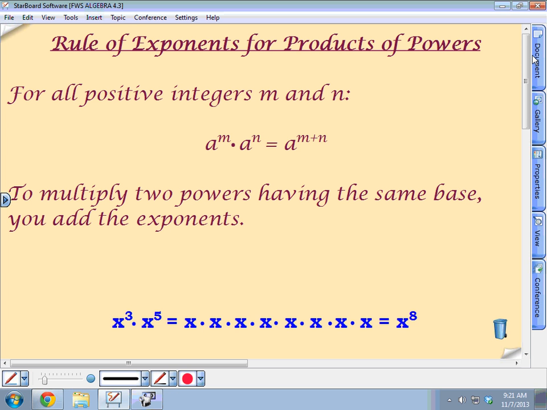So let's say I want to multiply x cubed and multiply that by x to the fifth, okay? Well, what is this really? Here's my x cubed, right? Because it's x times x times x. And then here's my x to the fifth. Because I have 1, 2, 3, 4, 5 x's. And so really, if I multiply those all up, what is it? It's x to the 8th. And so I can find that without writing all those x's out by just adding the exponents. So if I have the same base, namely x, then 3 plus 5 is 8. So x to the 3rd, or x cubed, multiplied by x to the 5th is x to the 8th. Does that make sense? That's really pretty simple, right?